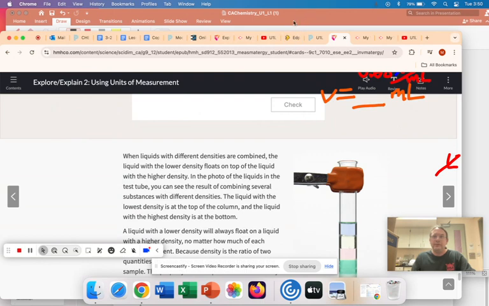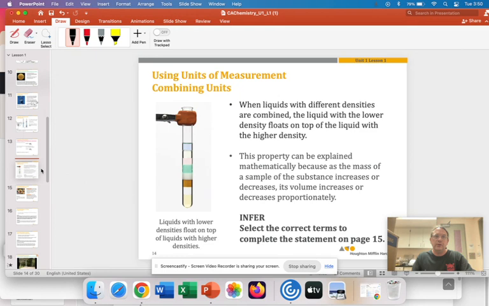Lastly, in this exploration here, when liquids with different densities are combined, the liquid with the lower density floats on top of the liquid with higher density. This can be explained mathematically because as the mass of a sample of the substance increases or decreases, its volume increases or decreases in a proportionate way.